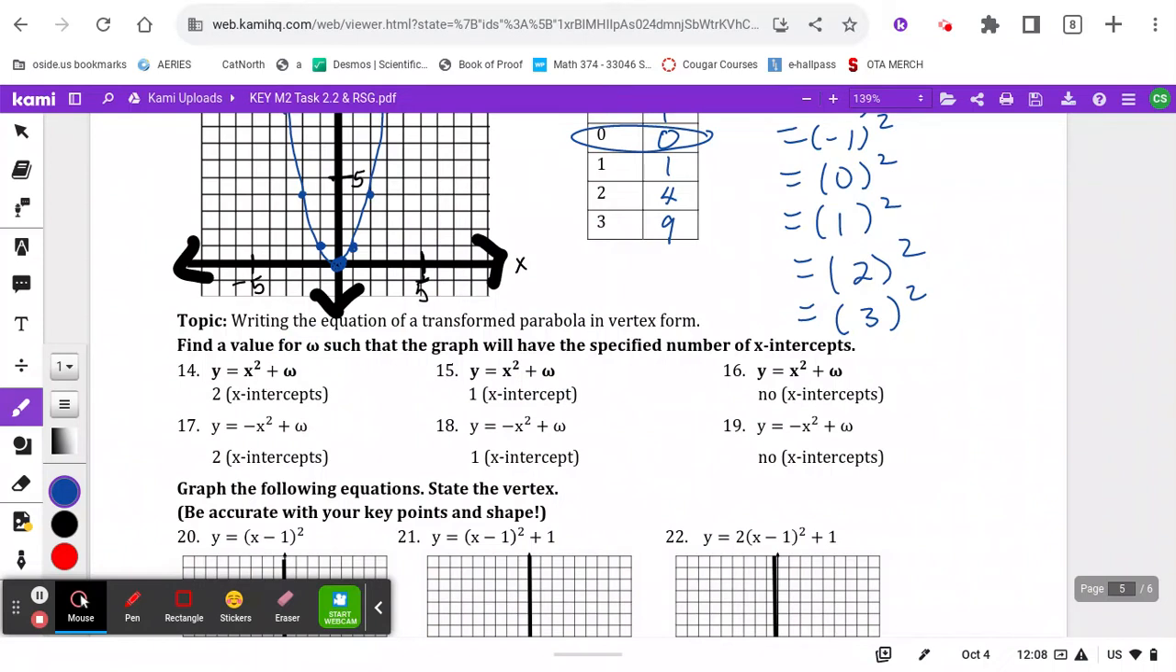So if I've got a graph of y equals x squared as my parent function, right now it's only touching one time on the x-axis. It has one x-intercept. It wants me to shift this graph so it has two. Notice if I took that whole parabola and shifted it down, for example, then it would touch 2 times. So I go ahead and say, find a value for w so that it would have 2 intercepts.